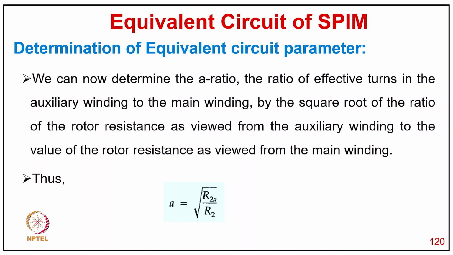So now we can determine the ratio A, the ratio of effective turns in the auxiliary winding to the main winding, as the square root of the ratio of the rotor resistance as seen from the auxiliary winding to the rotor resistance as seen from the main winding. Thus A equals the square root of R2 upon R2, I mean the rotor resistance measured with respect to the auxiliary winding and the main winding.